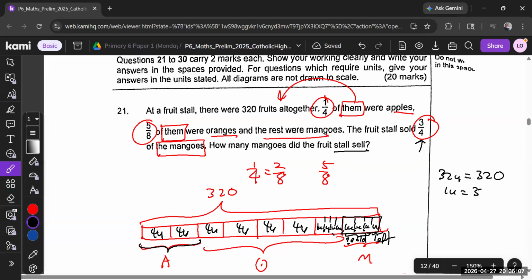1 unit, 320 divided by 32. Don't cancel the 0. You only cancel the 0 when both numbers have zeros. So this one, don't cancel, cover. 32 divided by 32, 1. Put back the 0 that you cover, 10. So question mark, how many units were sold? 3 units were sold, 30.